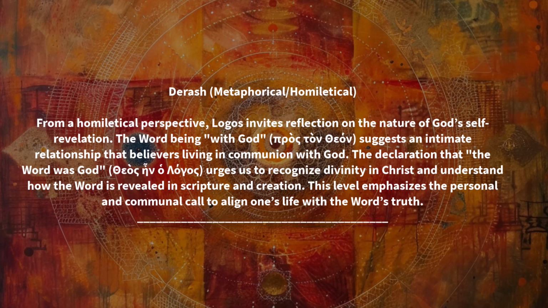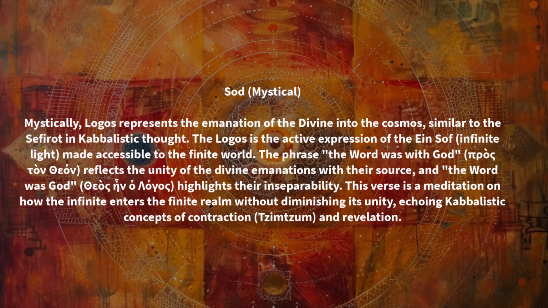Now let's look at the fourth dimension, or sod, or mystical, which helps reveal the esoteric or mystical dimensions. Now, mystically, logos represents the emanation of the divine into the cosmos, right? Sort of similar to the Sfirot and Kabbalistic thought, right? The logos is the active expression of the Ein Sof, the endless light that made accessible to the finite, which created the finite world. Remember, in the Kabbalah, before anything, there was this endless light, the Ein Sof Or, right? So this verse works perfectly with it, because if you look at the Ein Sof, that is light. This is like a primordial light.